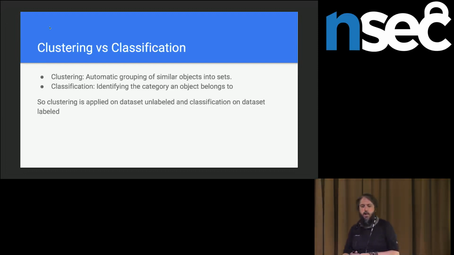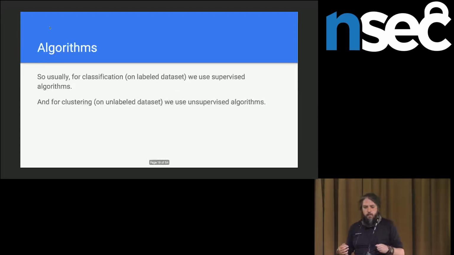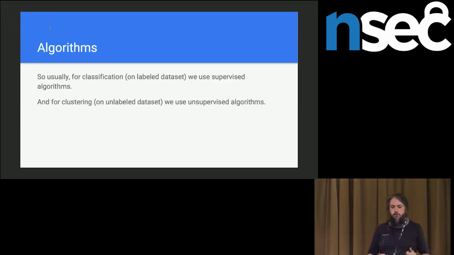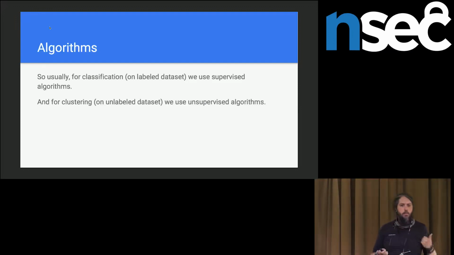So clustering is applied on an unlabeled dataset. You don't know your dataset, and classification is applied on a labeled dataset. You know the dataset, and you know the different families of objects in it. For classification we use a supervised algorithm because you know the families and you can supervise the algorithm. For clustering it's an unsupervised algorithm because you don't know at the beginning the different kinds of families in your dataset.